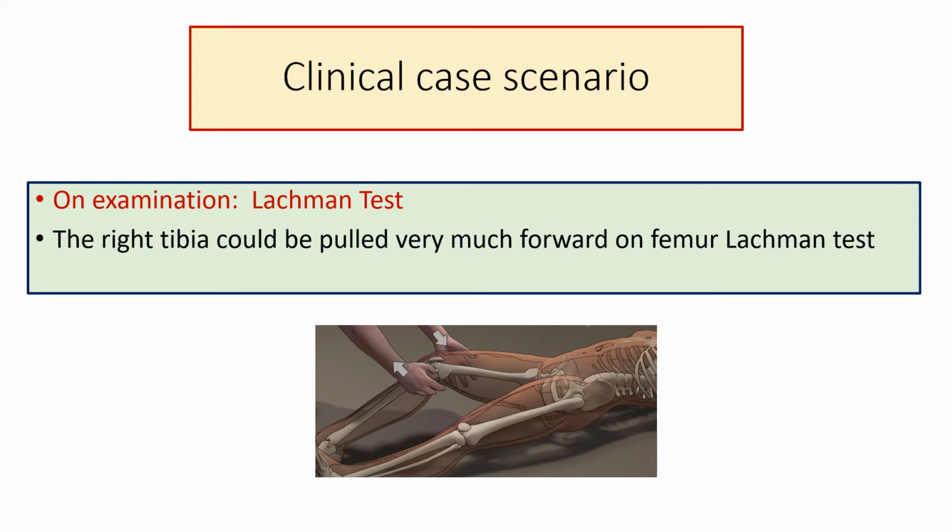So in this case, the right tibia could be pulled very much forward on the femur, and this test is known as the Lachman test for testing the integrity of the anterior cruciate ligament. If there is a laxity of more than 6 to 8 millimeters shift from the normal, then it can be said there is involvement of the anterior cruciate ligament, that is, injury of the anterior cruciate ligament.